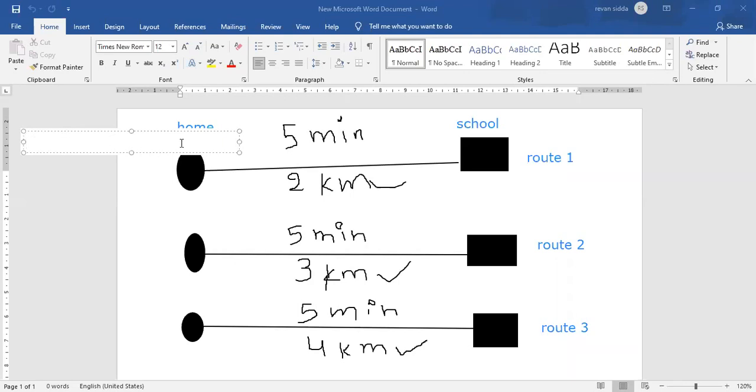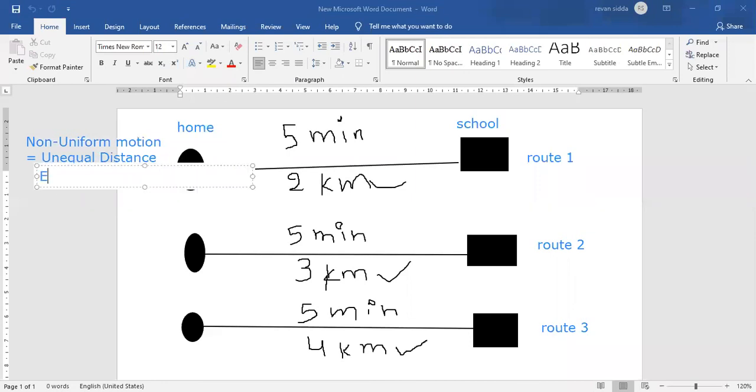So the definition for non-uniform motion is: unequal distance in equal interval of time.